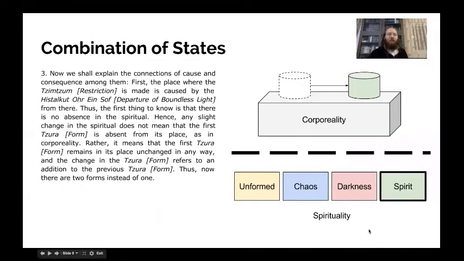Combination of states. Number 3. Now we should explain the connections of cause and consequence among them. First, the place where the tzimtzum, restriction, is made is caused by the istalakut of Or Ein Sof, departure of boundless light from there. Thus, the first thing to know is that there is no absence in the spiritual. Hence, any slight change in the spiritual does not mean that the first tzura, form, is absent from its place, as in corporeality. Rather, it means that the first tzura remains in its place unchanged in any way, and the change in the tzura refers to an addition to the previous tzura. Thus now there are 2 forms instead of 1.